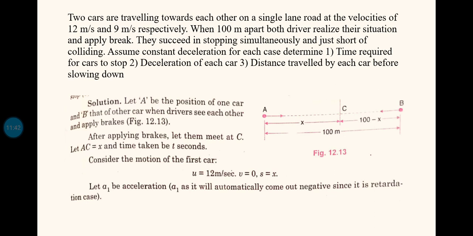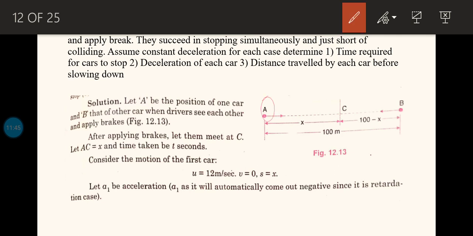So A is at this position and B is at this position, and this distance is 100 meter. At this time they start to apply the brake. After applying the brake, let them meet at C. After applying the brake, A has traveled this much distance and B has traveled this much distance. At point C, both vehicles met. So total distance is 100. Let AC equal x. Then automatically the distance BC will be 100 minus x, since the total distance is 100.